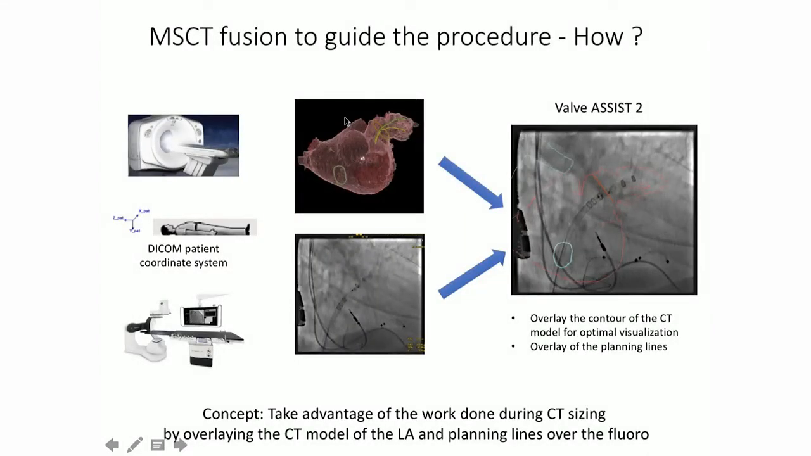Now, what are the concepts behind MSCT fusion? The concept is to take advantage of the work done during CT sizing by overlaying the CT model of the LA and planning lines over the fluoro. As you can see here, we've done some planning with respect to transseptal puncture and landing zone. We've traced some lines with respect to the different lobes of the LAA. And this is our fluoro view, which again has no landmarks. Now if we perform fusion, we can overlay both of those together, and this could help us during the procedure. Now we'll look more into detail how this is performed.